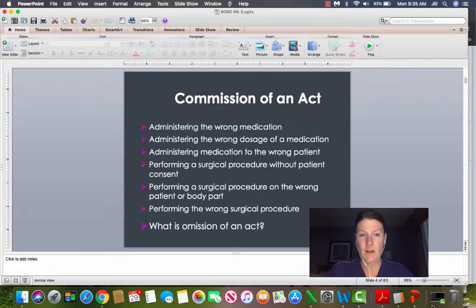So the types of things that are considered commission of an act, and we actually have one this week in our discussion, are administration of the wrong medication, wrong dosage, wrong patient, no consent for surgery, wrong body part, wrong surgical procedure. So those are the types of things that a reasonably prudent person would not have done, so it is considered negligent.